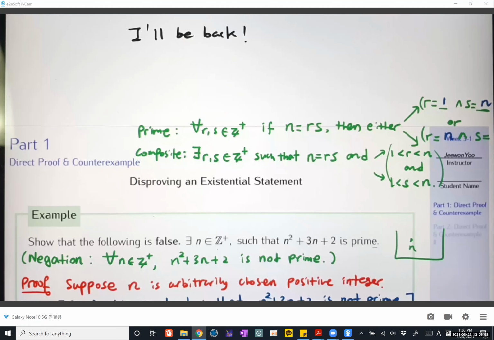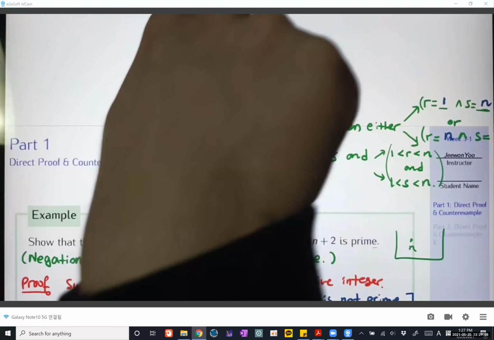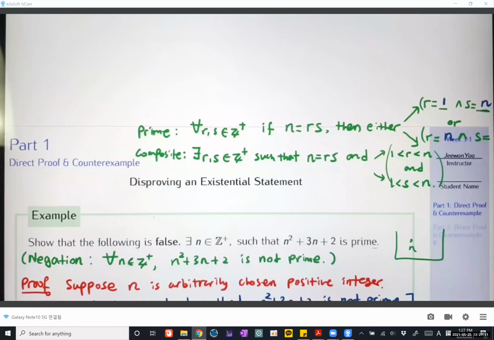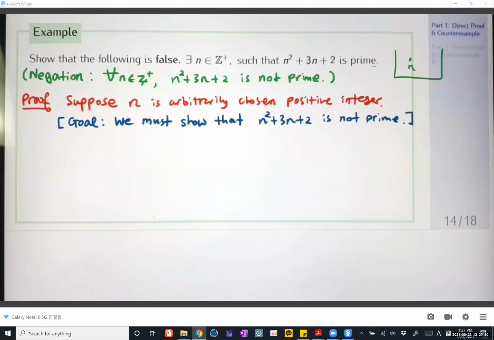Mic test, can you hear me? Okay, good. Thank you. Yep, my wireless microphone consumes a lot of battery, so I had to change that. Now it's working. I forgot what I said.